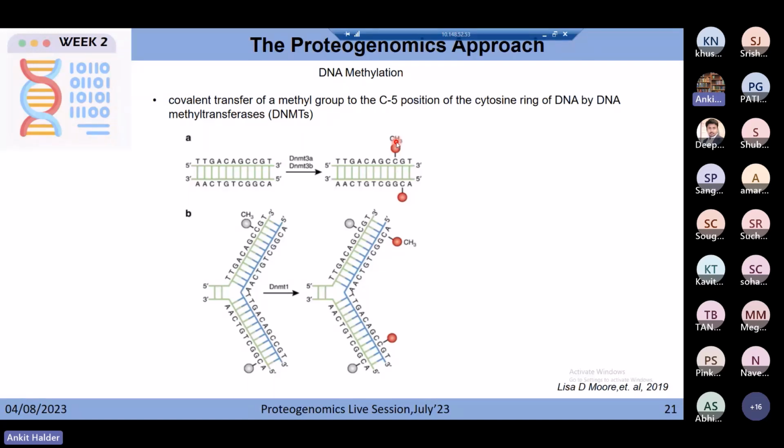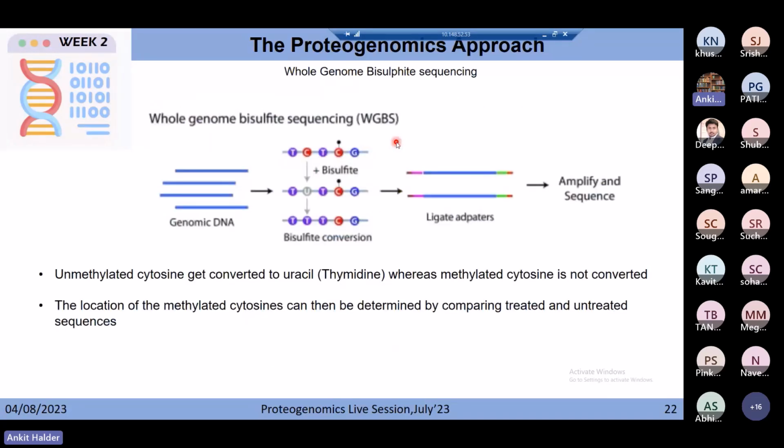So now, to understand where the methylation has happened and how we can identify it, we perform whole genome bisulfite sequencing. First we tried to understand the proteins. Let us go step by step. First we tried to understand which proteins are interacting with which part of our DNA as part of regulation.